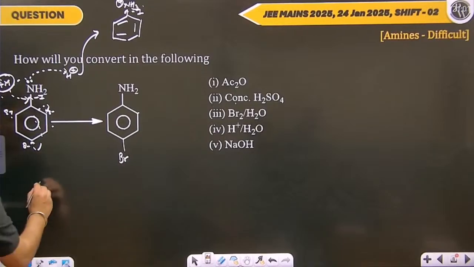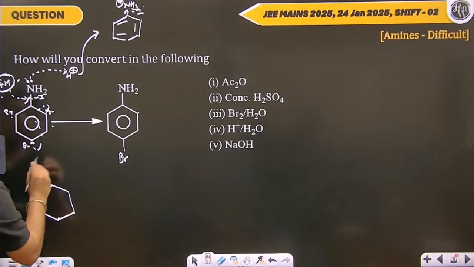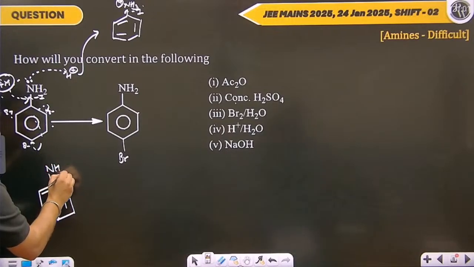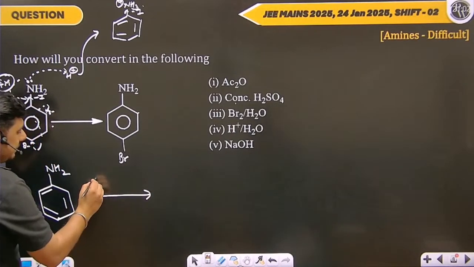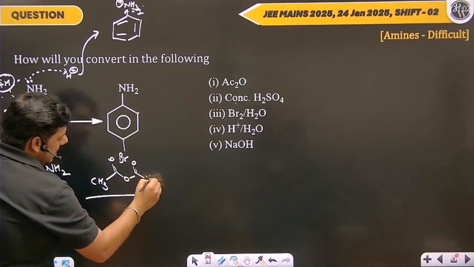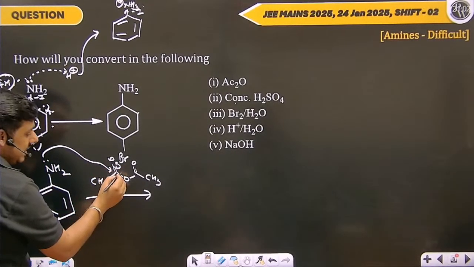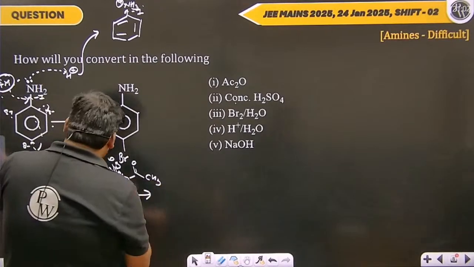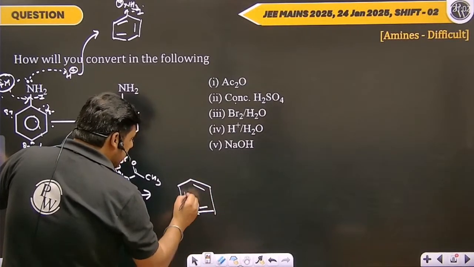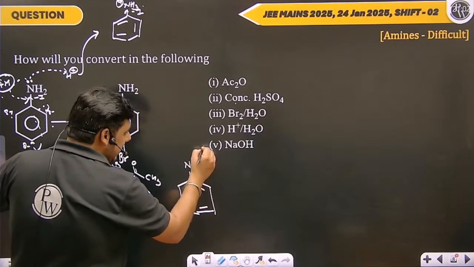How can we decrease the basicity? For that, we will take Ac2O as our very first reagent. As soon as you react with Ac2O, obviously there will be attack of nitrogen on this carbonyl carbon. Pi will first go up, then come down, and then this bond breaks, and one H will be removed from here. So there will be formation of this particular compound where the nitrogen's lone pair will now be more distributed and its basicity will decrease, right?